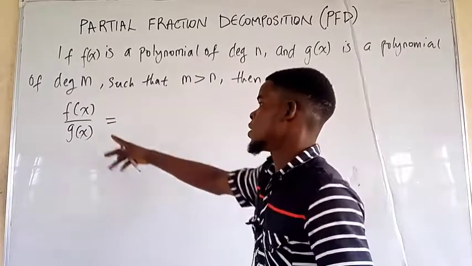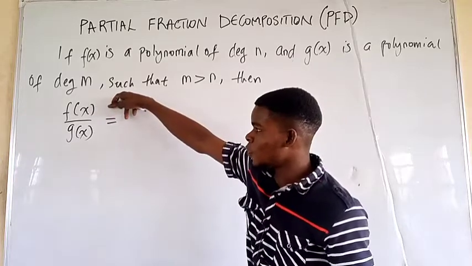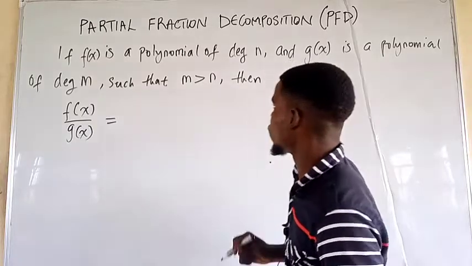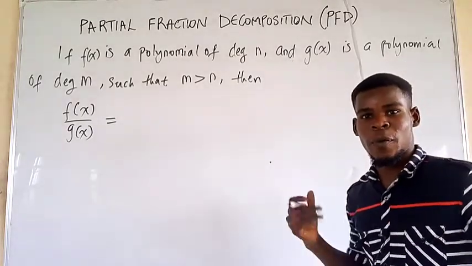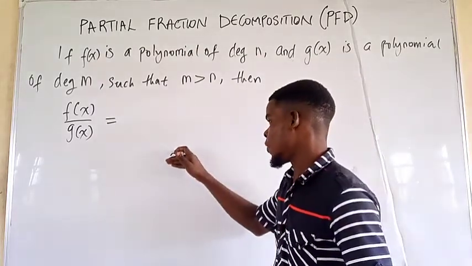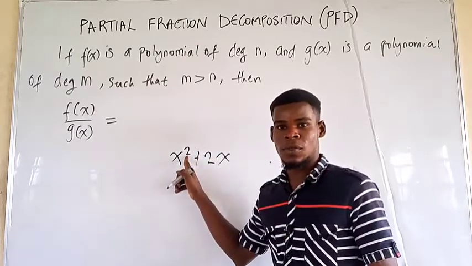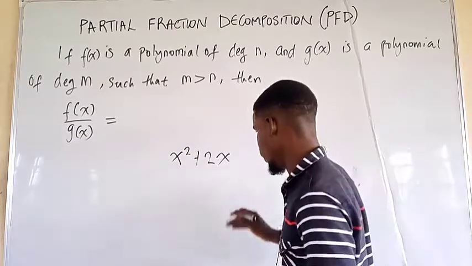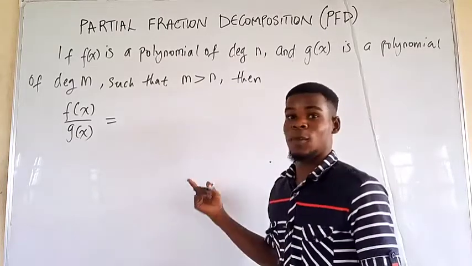This here is called a rational function, which is made up of a polynomial function over a polynomial function. So I'm saying that f is a polynomial of degree n and g is a polynomial of degree m. When we talk about the degree of a polynomial, we mean, if you have x squared plus 2x, the highest power here is 2. So that is the degree of the polynomial, and this is called a quadratic polynomial, or a quadratic function, or a quadratic expression.